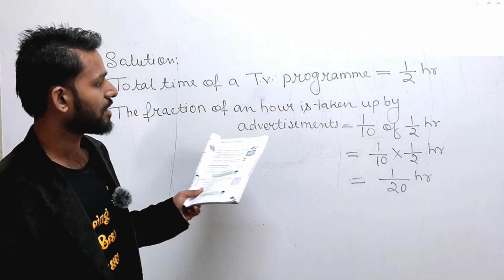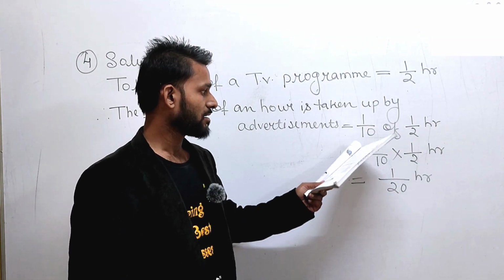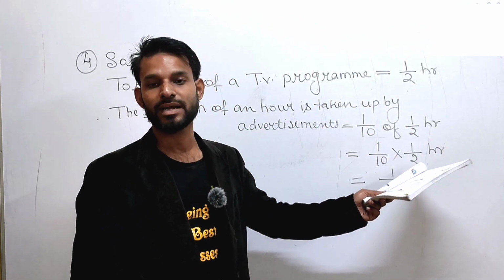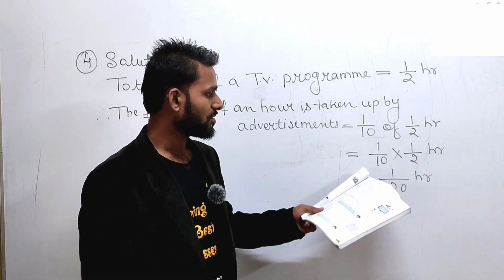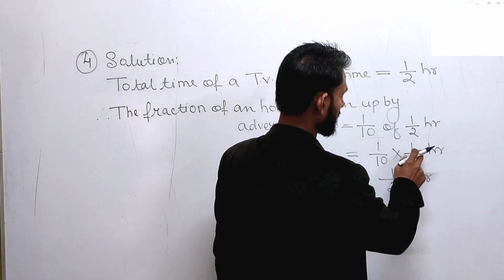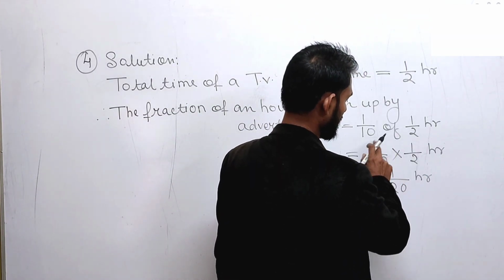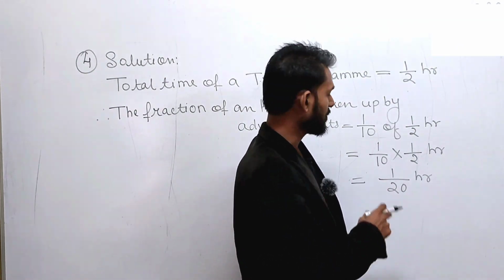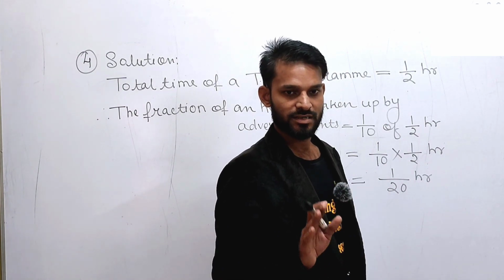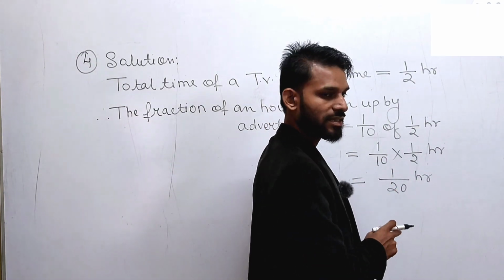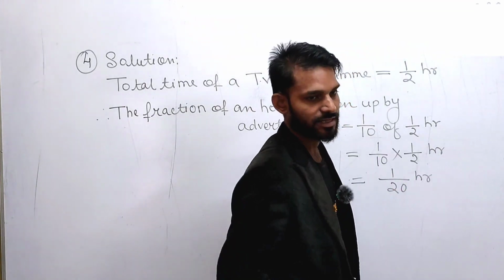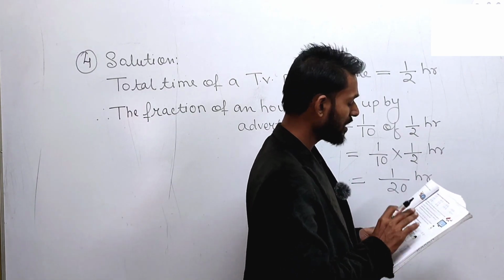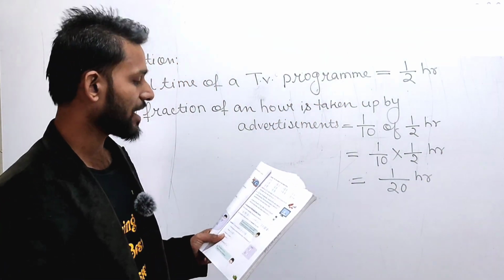So the fraction of an hour taken up by advertisement is equal to what? 1/10 of half hour, which equals 1/10 into 1/2 hour. Here there is no common factor between 1 and 10. There is only one common factor, that is 1. So with 1 as the common factor, even if we cancel, the number will remain the same, nothing will change. Okay? If there were a 2 besides this, we would cancel it and make it a smaller number. Clear? So that is our answer. This is the fraction of an hour taken up by advertisements.